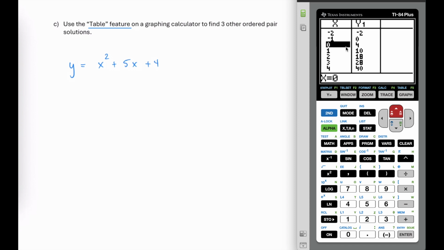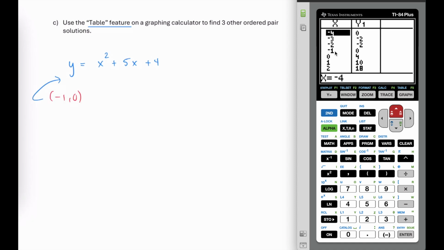Notice we see our point (0, 4) that we already tested algebraically, but we also see lots of other points that could be plugged into the equation that would also make a true statement. So let's just see that (-1, 0). If we were to plug this ordered pair into our equation, we'd be plugging 0 in for y and -1 in for each of these x values. So we get 0 = 1 - 5 + 4, and this time 0 does equal 0 on the right-hand side, indicating that this is an ordered pair solution.